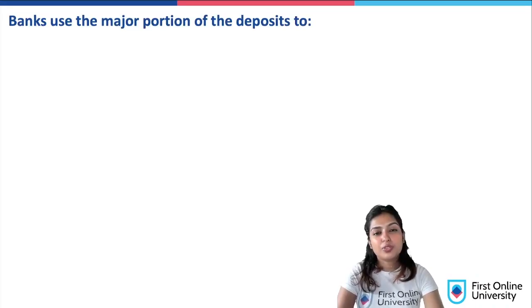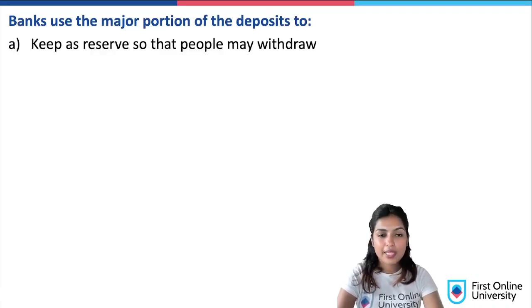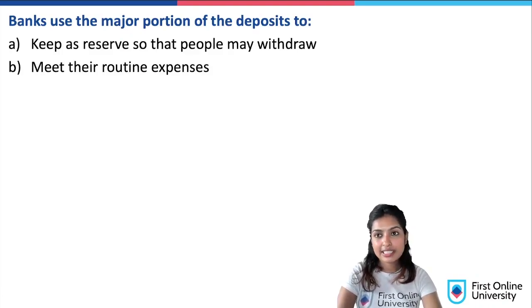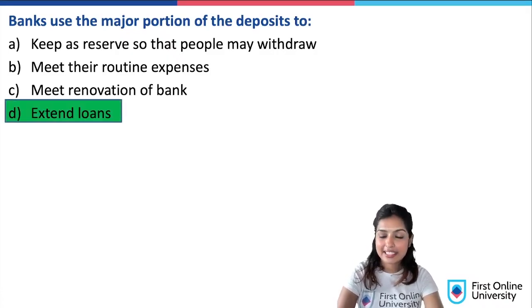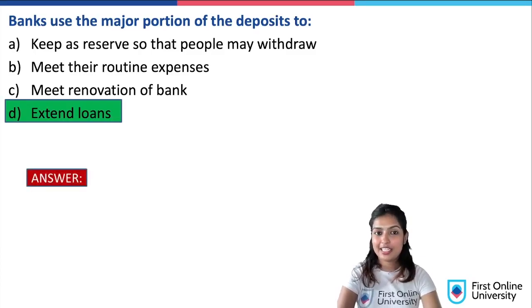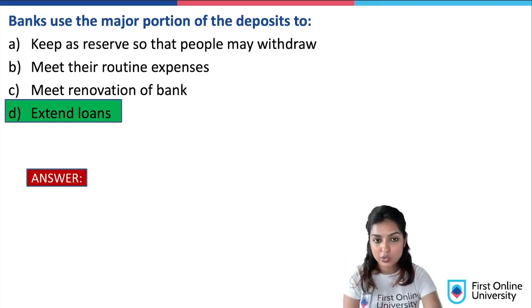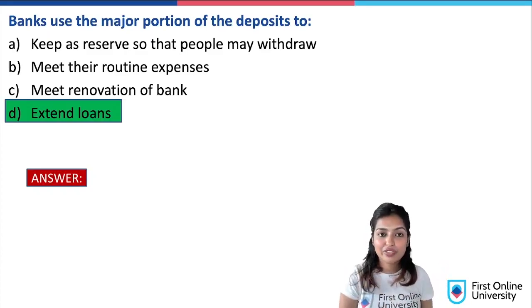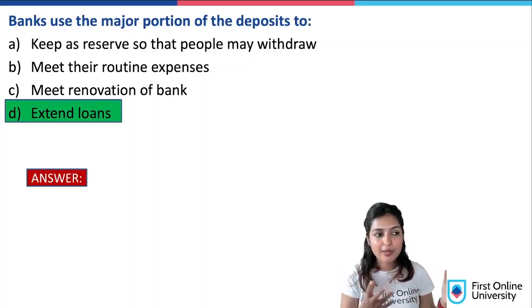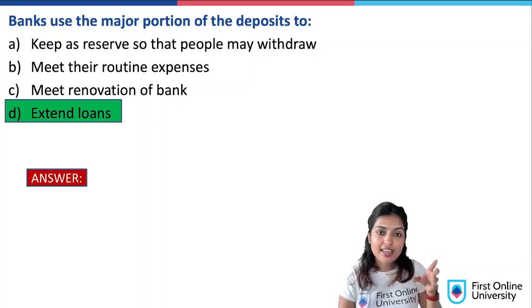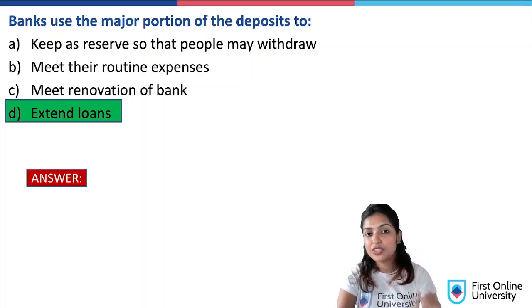Banks use the major proportion of the deposits to A. Keep as reserves so that people may withdraw. B. Meet their routine expenses. C. Meet renovation of bank. And D. Extend loans. The answer is extend loans. They use around 75% or more than 75% in order to extend the loans. The rest is kept as a reserve, a buffer, so that it can satisfy any kind of emergency where people who want the money immediately to be withdrawn can avail that amount. It's an emergency situation scenario.